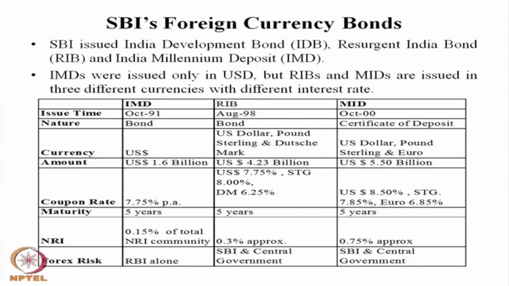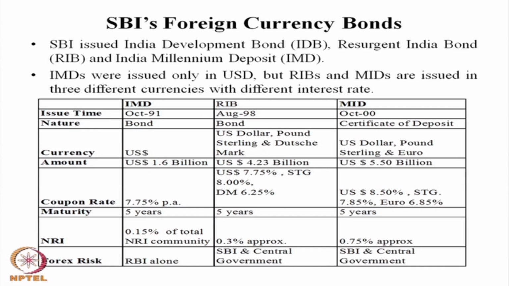And similarly, SBI also issued another bond in 1998, called the Resurgent India Bond. It was issued in pound sterling, US dollar, and also Deutsche Mark, and SBI mobilized nearly 4.23 billion US dollar. It was a variable coupon linked to different currencies: in case of Deutsche Mark it was 6.25, in case of US dollar 7.75, in case of pound sterling 8%. Maturity was 5 years, and a significant part of the NRI community purchased the bond. The forex risk was absorbed by the central government and the State Bank of India.